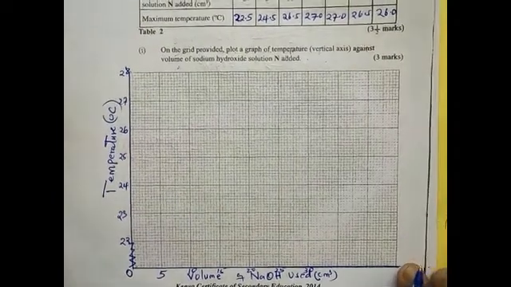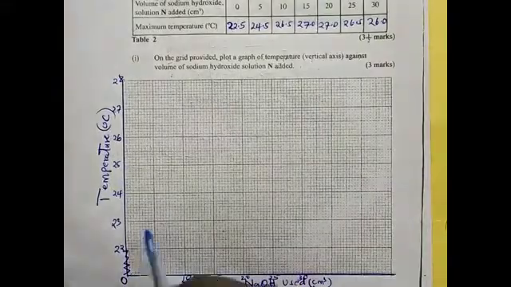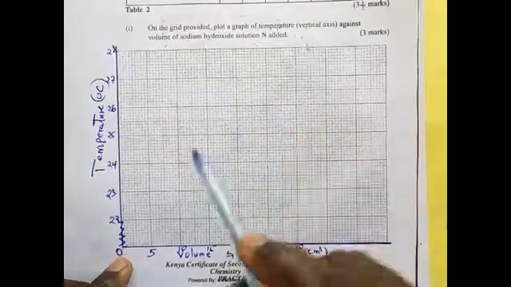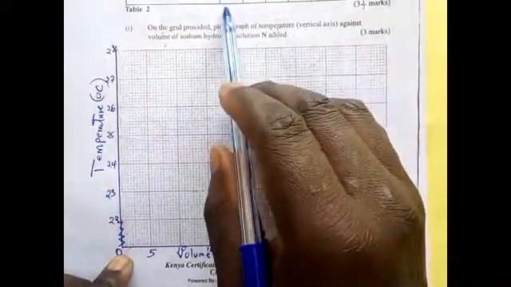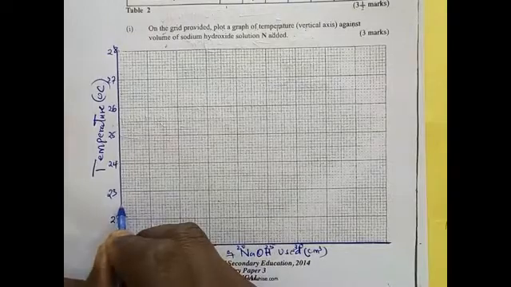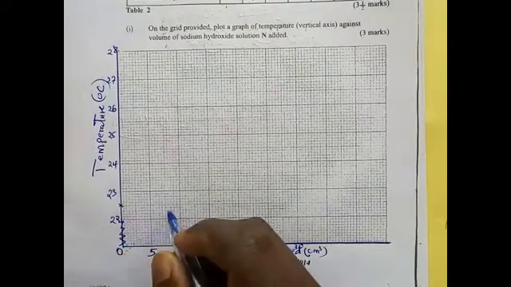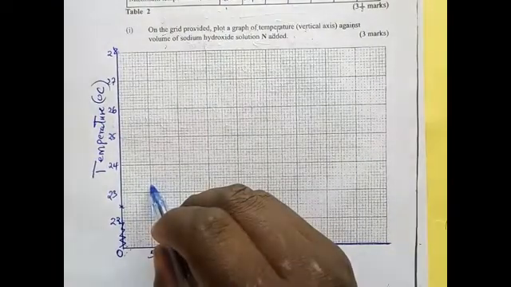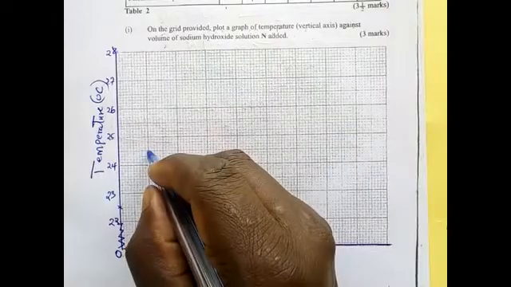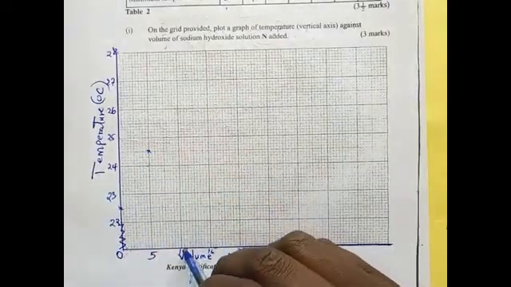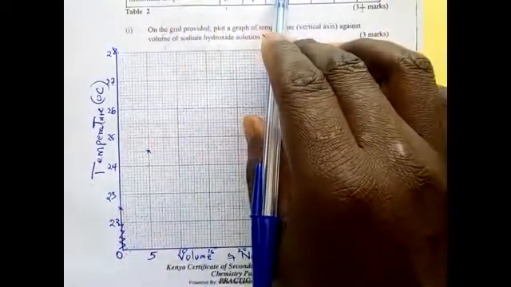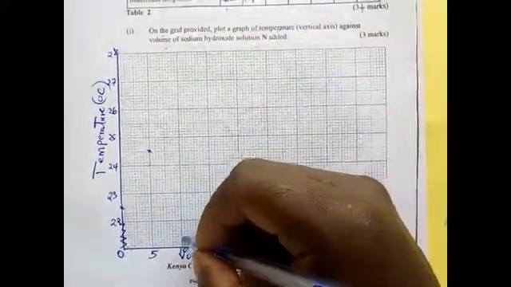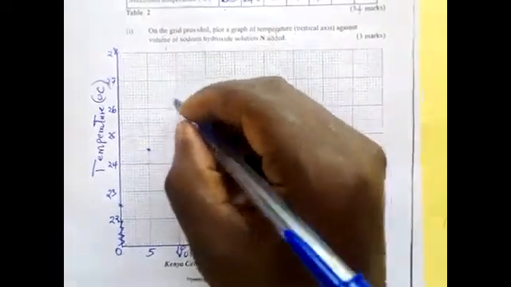Now let us use our values to plot this graph. When the volume is 0, temperature is 22.5. So 22, and here we have 0.5 at the middle. When the volume is 5, the temperature is 24.5. This is 24 and the 0.5 is here. When volume is 10, temperature is 26.5 here.